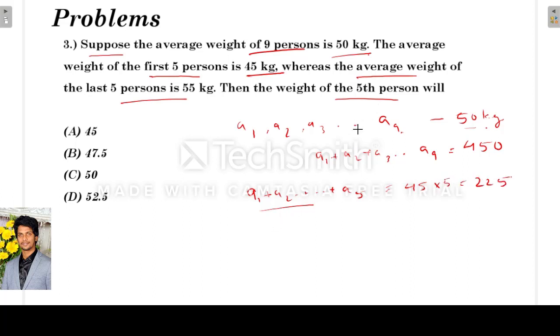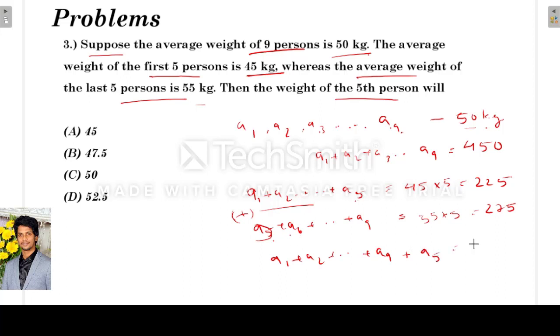Again they are telling the average weight of the last 5 persons. Last 5 persons means 9, 8, 7, 6 and 5, so it starts from A5, A6 plus dash dash dash A9. The sum of weights of the last 5 persons will be 55 into 5, so this is 275. If we add these things, it will be like A1 plus A2 dash dash dash A9, plus one A5 will be extra. See, there are 2 A5s, right? So plus A5, which will be 225 plus 275, which is 500.